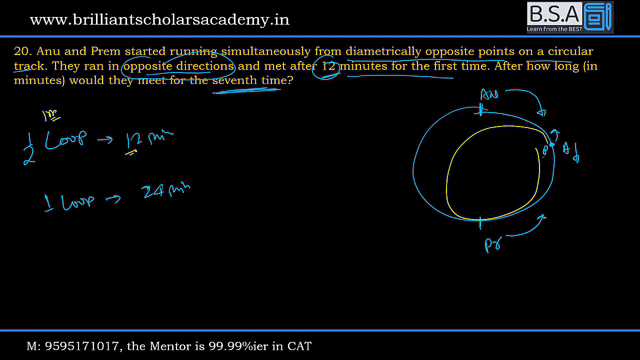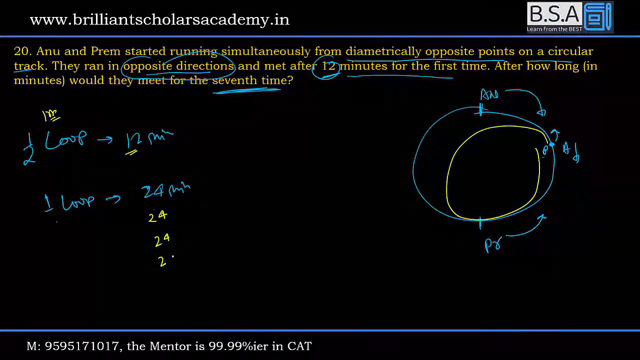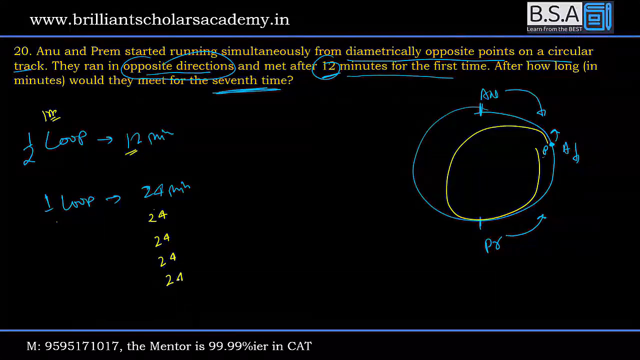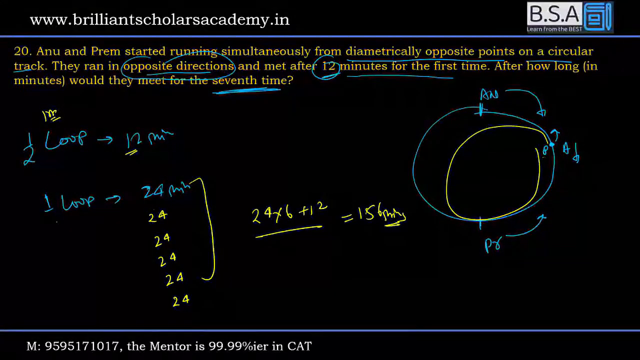They took 12 minutes. Second meeting, 24 minutes. Third meeting, 24 minutes. Fourth, fifth, sixth, seventh meeting, 24 minutes each. So what is this? 24 into 6 plus 12? खत्म सवाल आपका. 144 plus 12. In 156 minutes they will meet. Absolute basic.